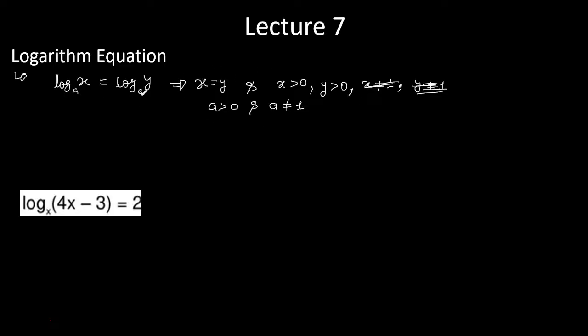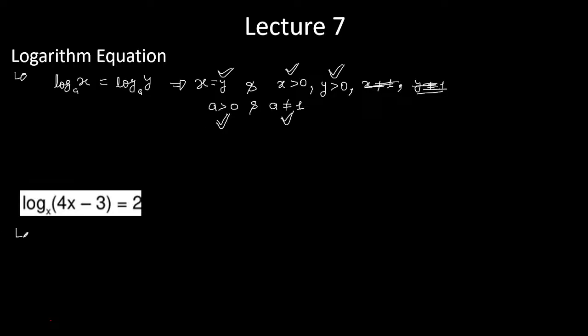First of all, we will remove the base. We'll start solving x equal to y. From there, we'll get some value of x in terms of y. So this is the first checking we will do. Second checking, x should be bigger than 0, y should be bigger than 0. And the fourth checking will be a should be bigger than 0, a should not be equal to 1. So these are the 5 checks we will do while solving this equation.